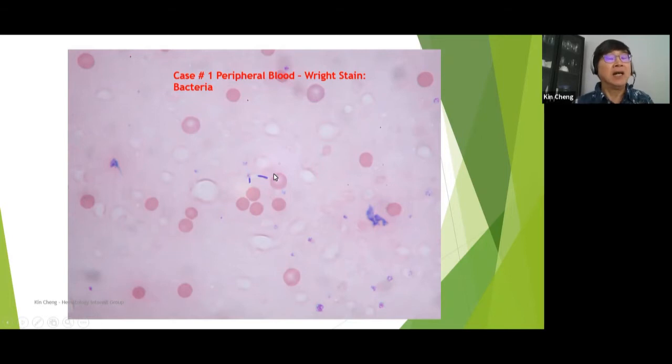Okay, so another mistake commonly made by technologists, especially students, is that they look at this and say, oh, this is gram-positive. No, this may not be gram-positive, because this is not a Gram stain. This is a Wright stain.